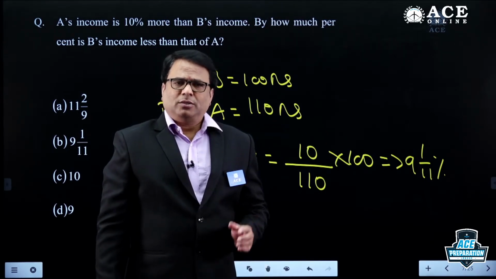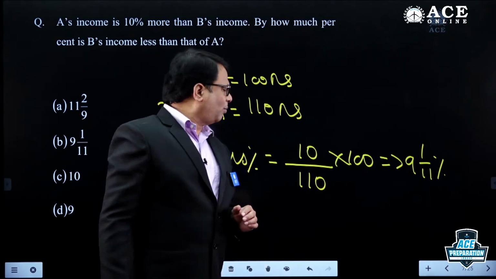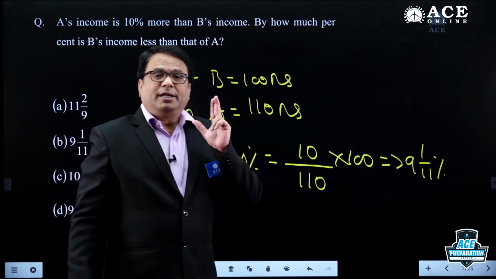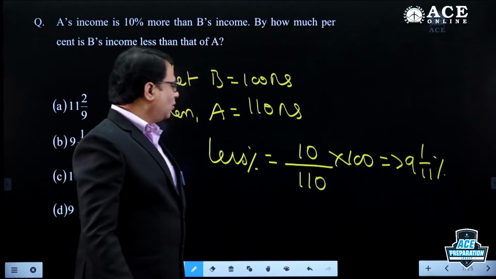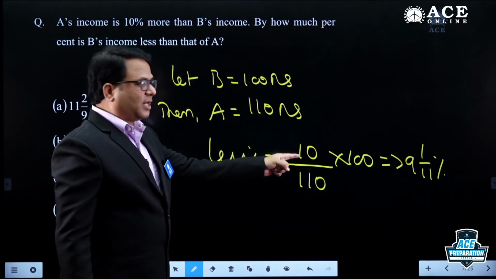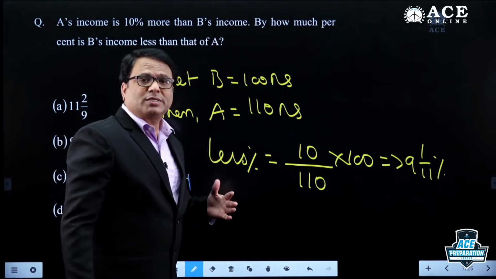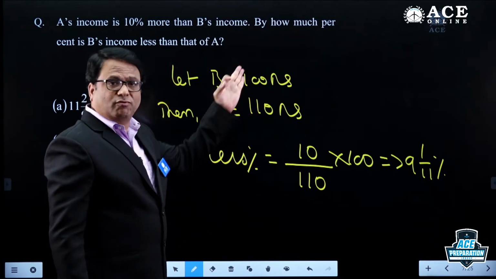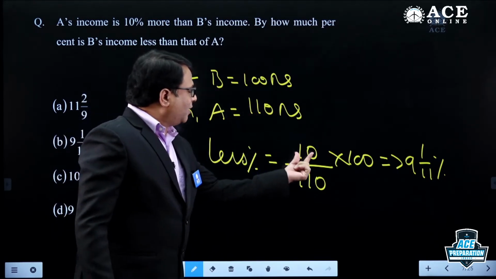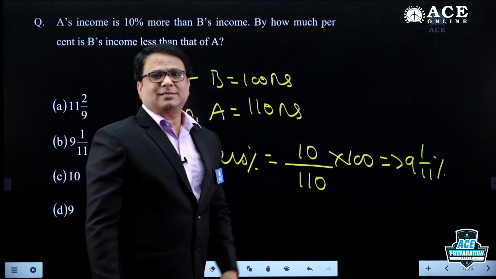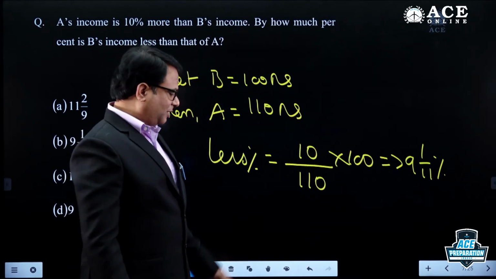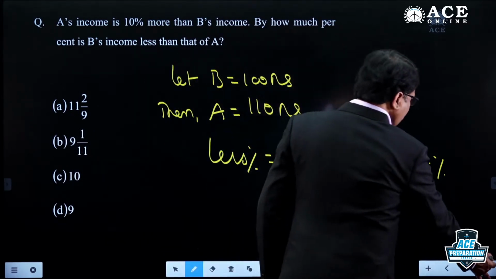Okay? Or else you can also use the formula. What is the formula I gave you for less percent? Difference by larger number into 100. Now, the difference between these two is 10 by larger number. What is the larger number? Larger number out of these two is 110. So difference by larger number into 100. You get the answer. Okay? Right. Now, again, we go for the next question.